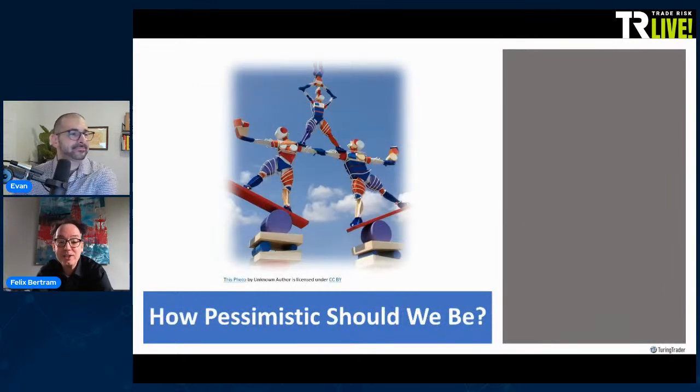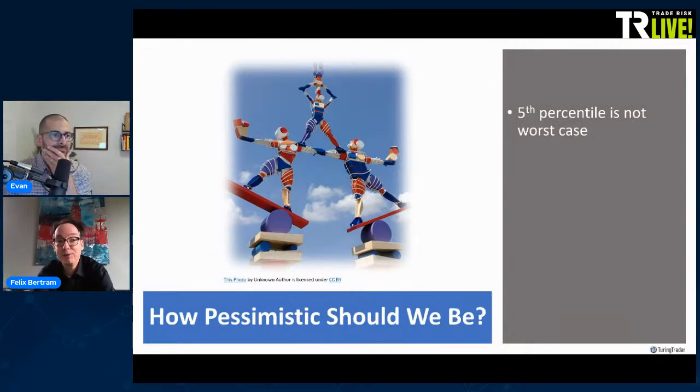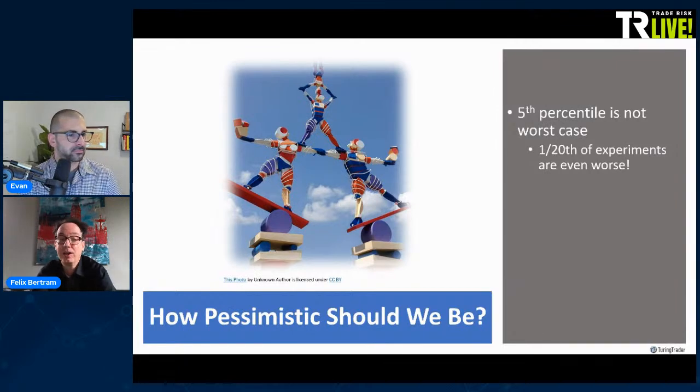Yeah. Now, the question is, how pessimistic do we want to be? And the first important thing to point out here, the fifth percentile is by far not worst case. So we cannot really optimize for the worst case. And we're going to look why that is a little later. First, we know how we created these charts, and therefore we know a 20th of these experiments had worse outcomes. This is how we created these curves. This is how we consolidated this swarm of squiggly lines into this cone.